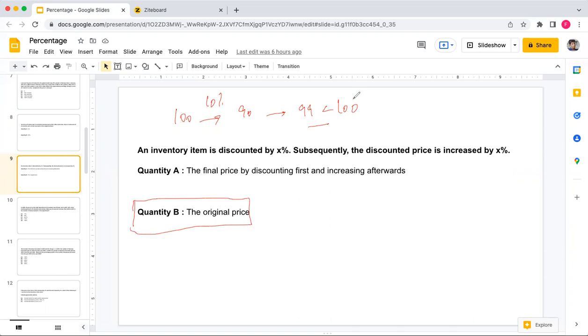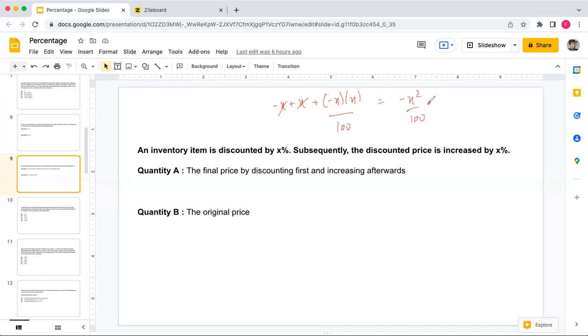You can also solve this by the formula. At first we are discounted by X%, so minus X, then increasing by that gives plus X, and minus X into X by 100. The X terms will cancel out, so this will be minus X square by 100 percent of decrease. So whatever the value of 100 you assume, this percent will be the decrease in the actual amount. You can clearly see that the final amount will be less than the actual amount, so in both ways you can get that quantity B is greater.